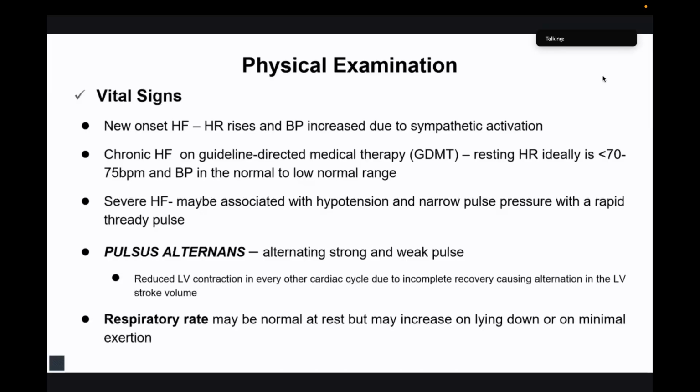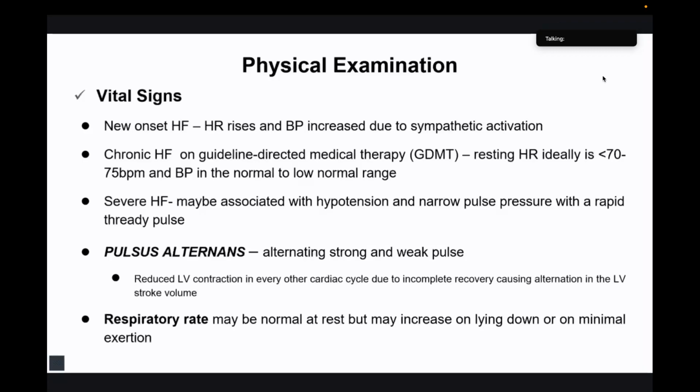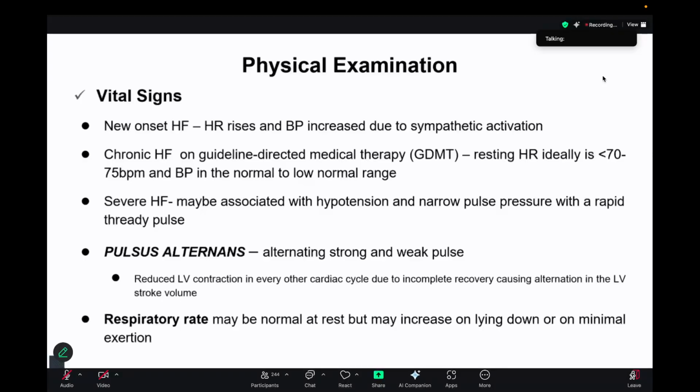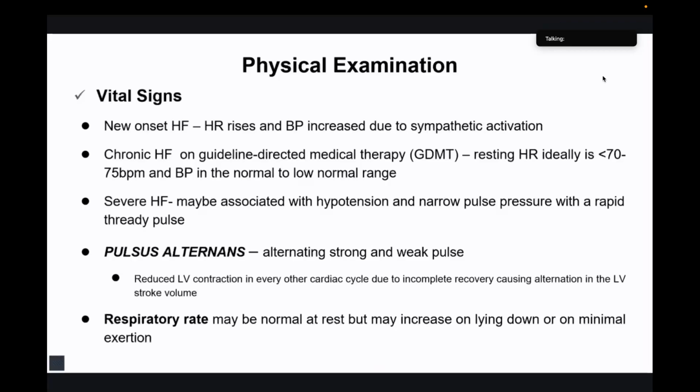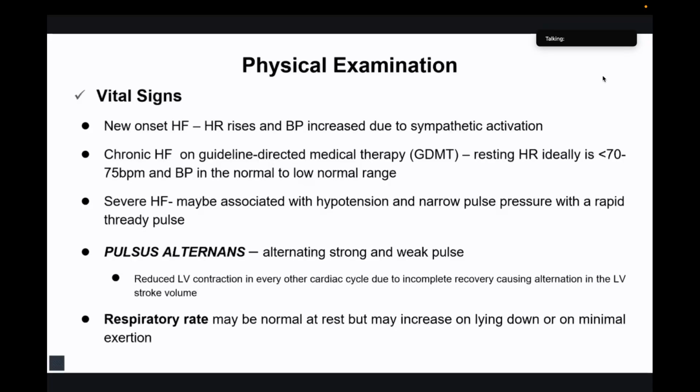Those in severe heart failure may present with hypotension and a narrow pulse pressure, and they can also have a rapid thready pulse. Pulsus alternans. It is an alternating strong and weak pulse. It is a result of reduced left ventricular contraction in every other cardiac cycle due to incomplete recovery, causing alternation in the left ventricular stroke volume. When you look at the respiratory rate of heart failure patients, it may be normal at rest, but may increase upon lying down or on minimal exertion.